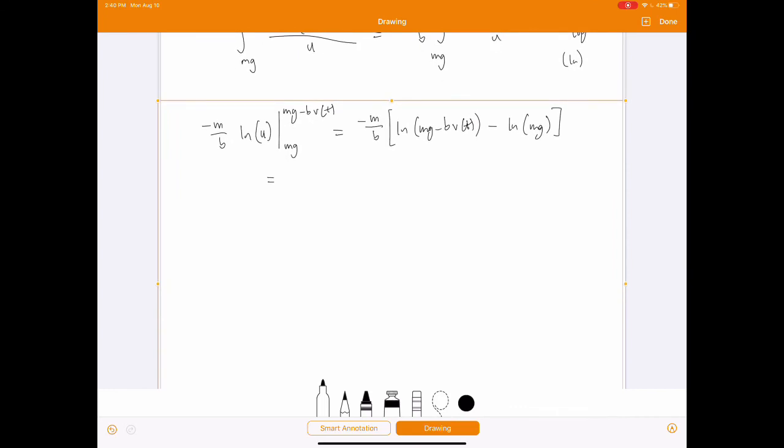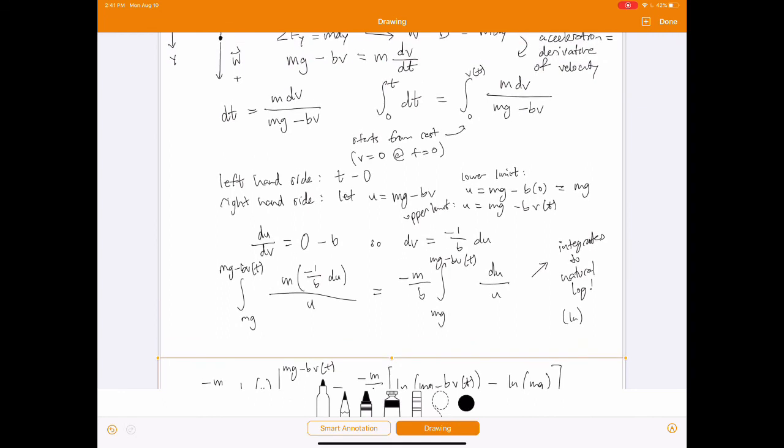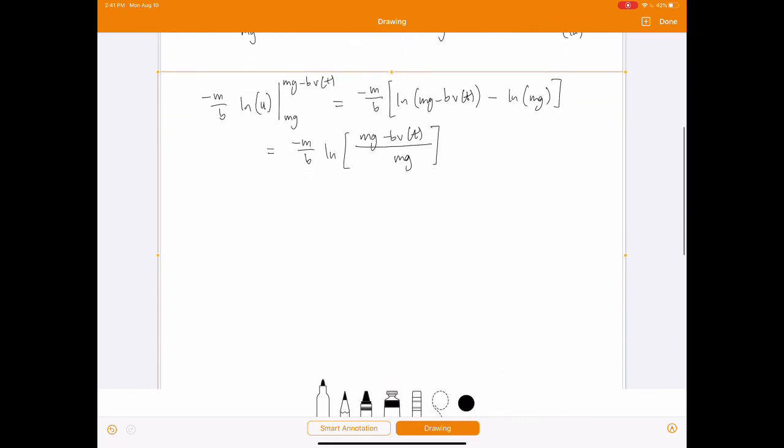Okay, one property of logarithms is that if you're subtracting two logarithms, you can actually bring those two terms into the same logarithm by division. So I can write this as natural log mg minus bv over mg. Okay, I can do that. All right, so we kind of figured out how the right-hand side integrates. So remember, our starting point was we have these two integrals, one on the left, one on the right. So let's set the left-hand side equal to the right-hand side.